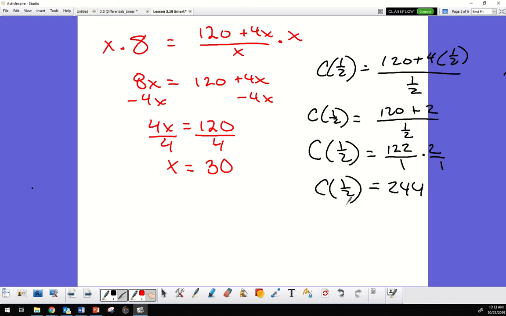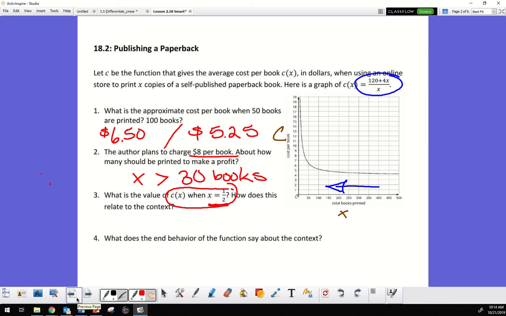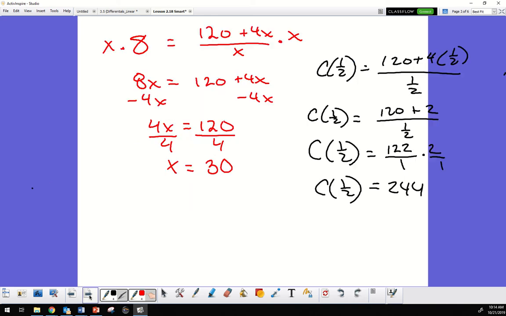But what does that mean? What is the 244? What are my units on that? What is the units there? Someone say cost. That's the cost, right? Remember, we're evaluating the function of the cost as it goes up and down here. So that's what I'm finding. That's what my C represents, is the cost.